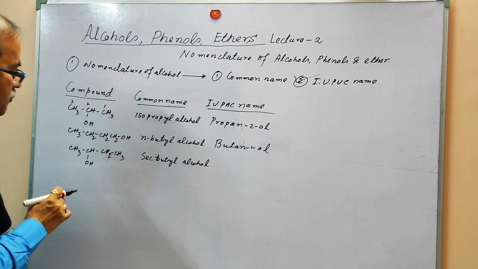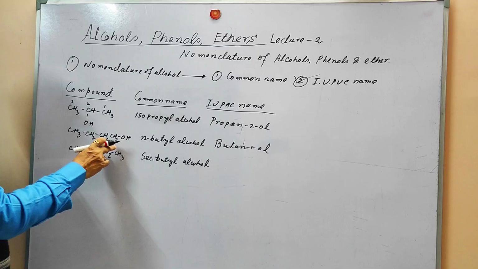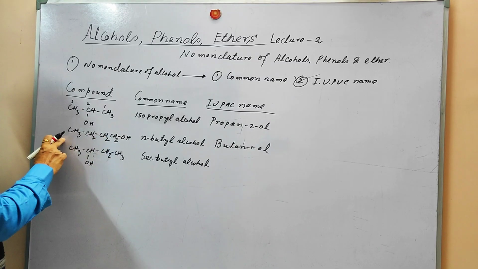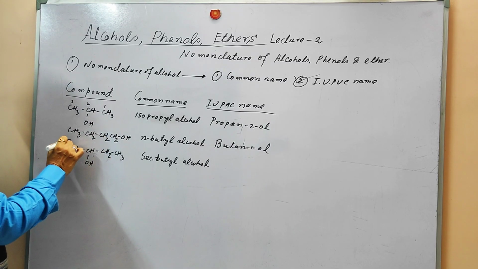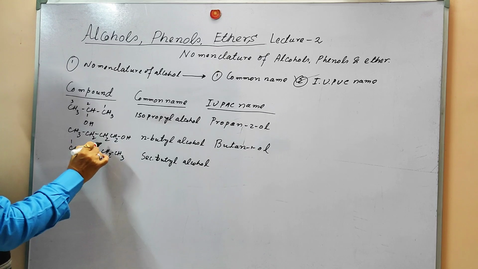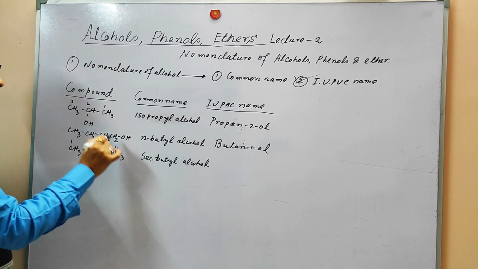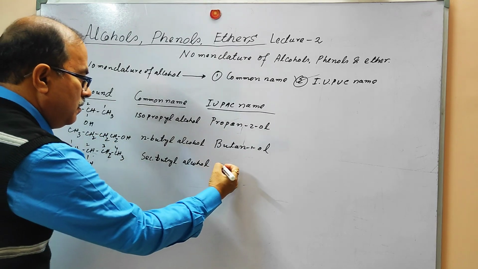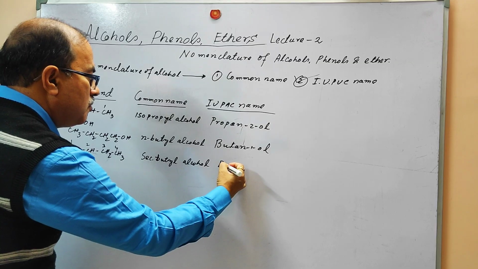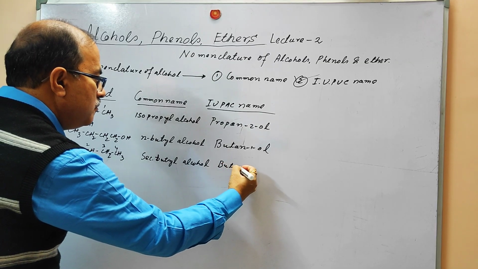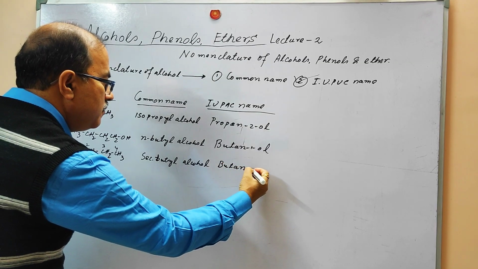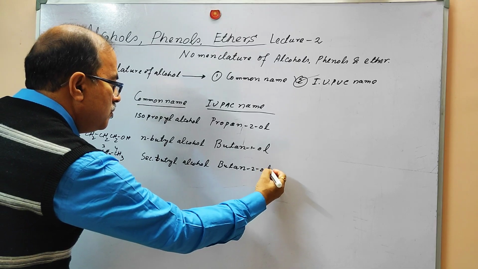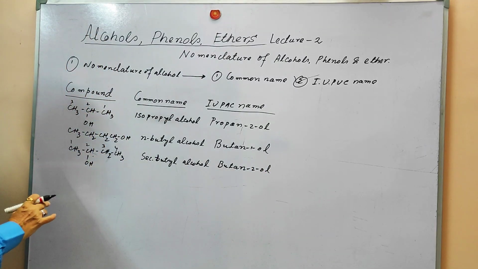And now you can number this carbon atom from this side also and from this side also. But the rule says that you will write from here 1, 2, 3, 4. So the name of this compound would be butan-2-ol. This is basically an isomer.